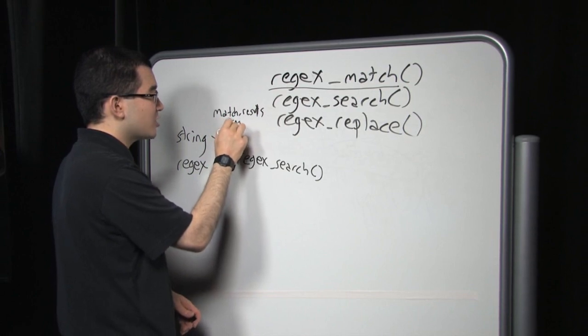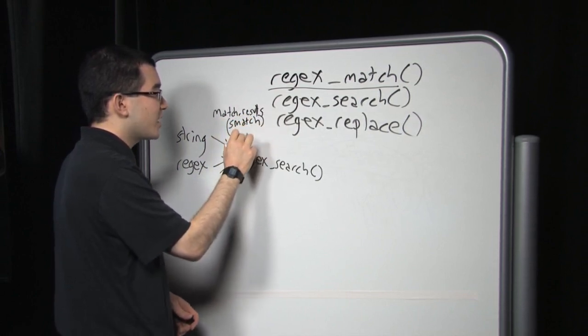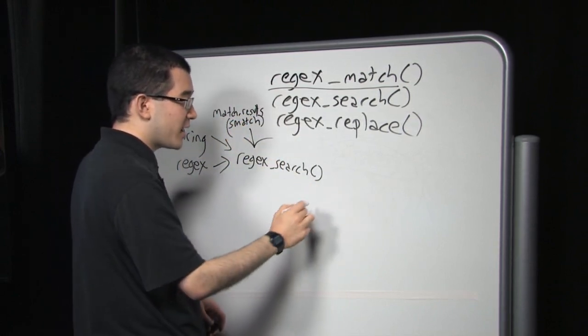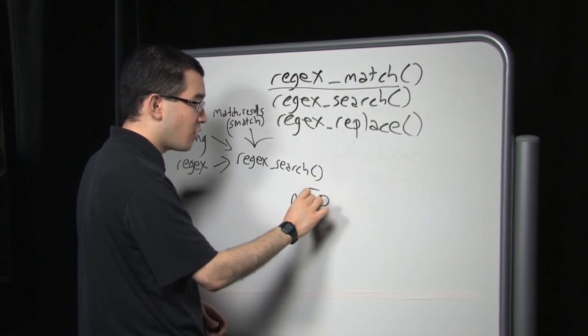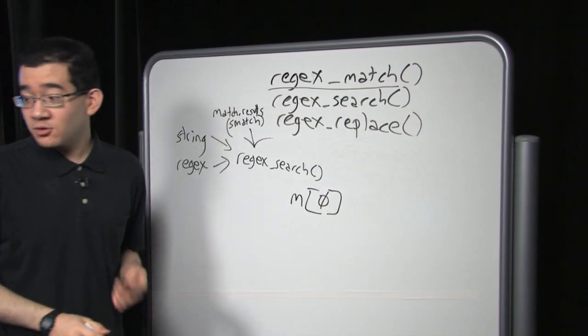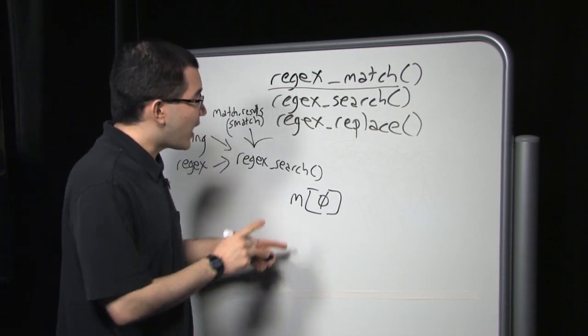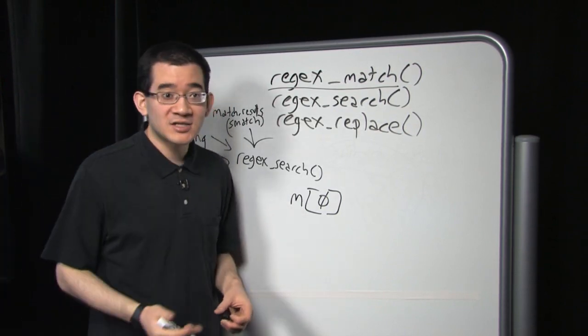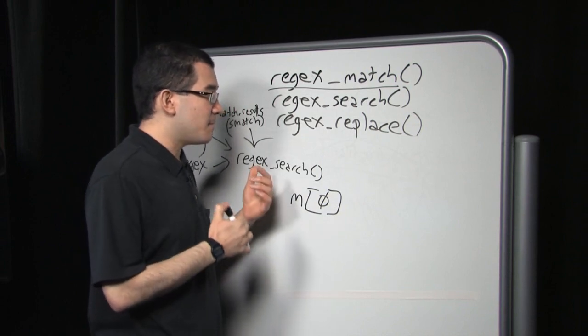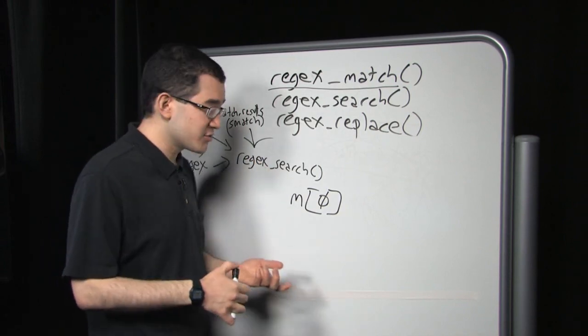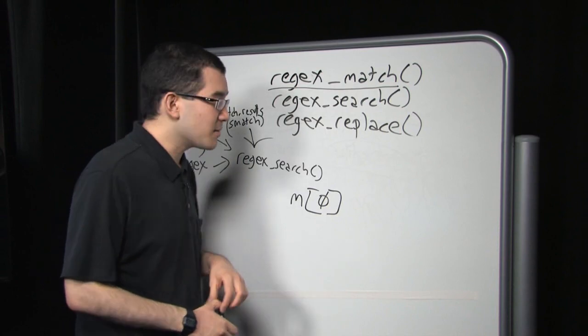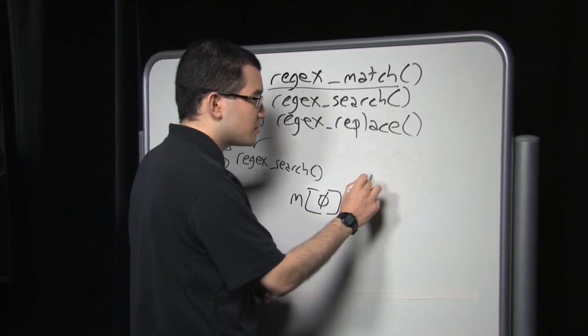Like the typedef smatch, and get information out of it. So here I can ask something like m of 0 for the whole match. What this actually is, it looks like a string, and it's convertible to a string. So I can cout it, I can push it back into a vector of strings, but it's actually not a string. What it is, it's a submatch.